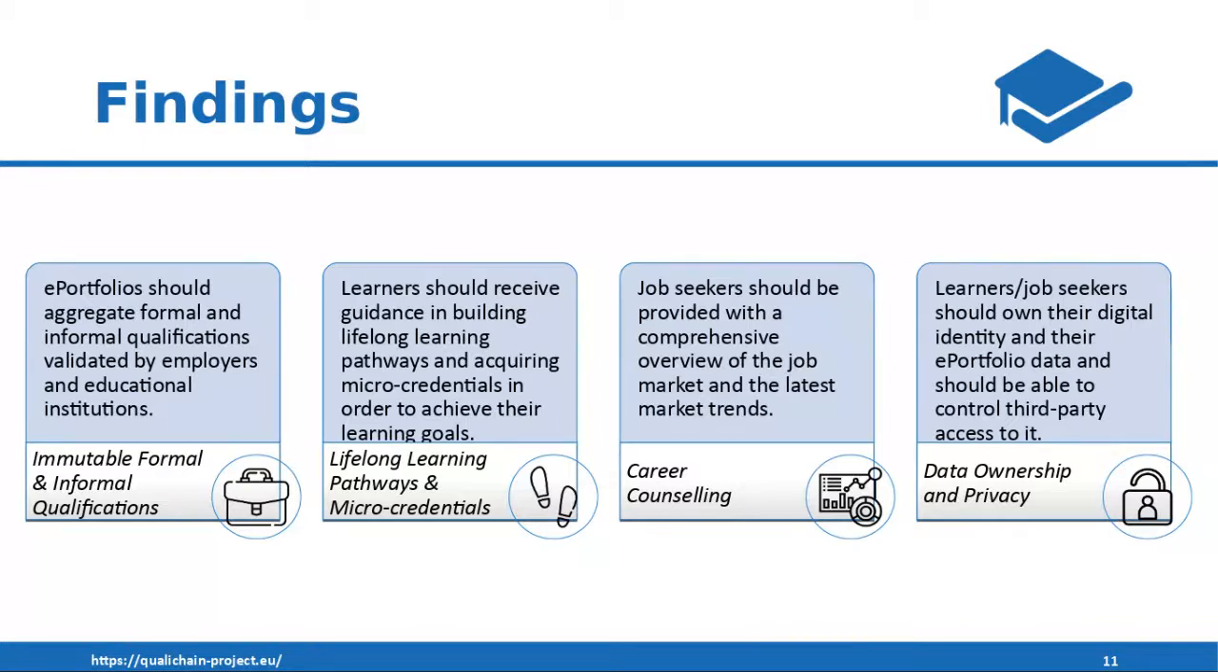And finally, the fourth theme has to do with data ownership and privacy, and specifically about enabling learners to own their digital identity and their e-portfolio data, and also being able to control third-party access, meaning who can access their data, in what ways they can access their data, and for how long. So, for example, if you are applying for a specific job, you may not need to make your whole portfolio available, but specific parts that are relevant to the job and also for a specific time span.